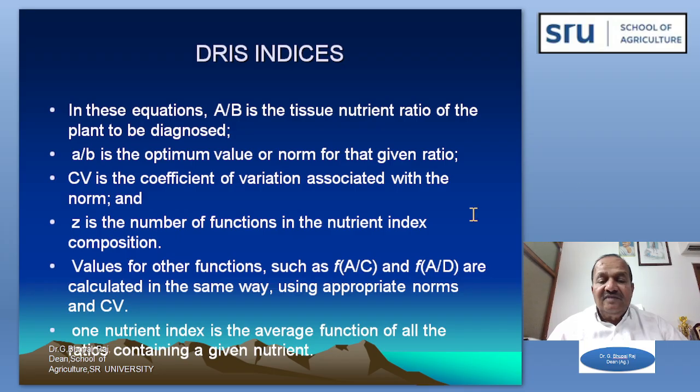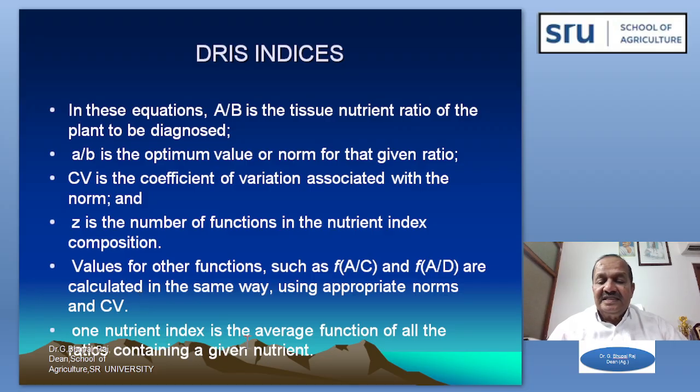Z is the number of functions in the nutrient index composition. Suppose we take 5 ratios, divided by 5. If we take 6 values, divided by 6. If we take 10 values, divided by 10, like that, depending upon the number of ratios we have taken into consideration for calculation of the DRIS index. So values for the other functions, such as function of A by C, function of A by D, are calculated in the same way using appropriate norms and coefficient of variation.